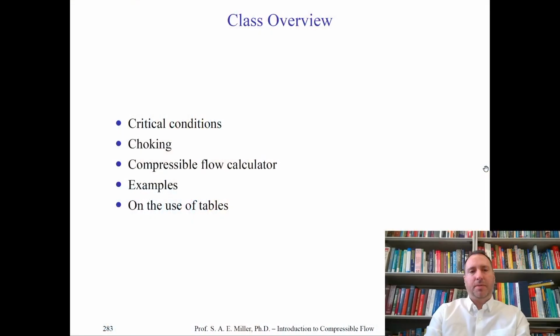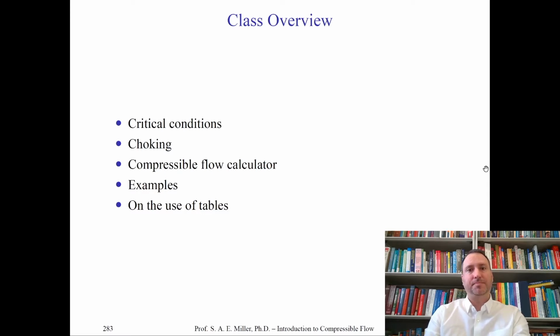Today we'll be talking about the so-called critical conditions, the idea of choking, which we talked about in the previous class, of flow in isentropic regimes. Then we'll talk about particular calculations using numerical methods, which are programmed in the compressible flow calculator. This is a helpful tool to check your work, but I always encourage you to work through the equations on your own. Then we'll look at a couple of examples, which I'll discuss, and you can also try on your own. Finally, we'll discuss the particular tables that are handed out through the class website.